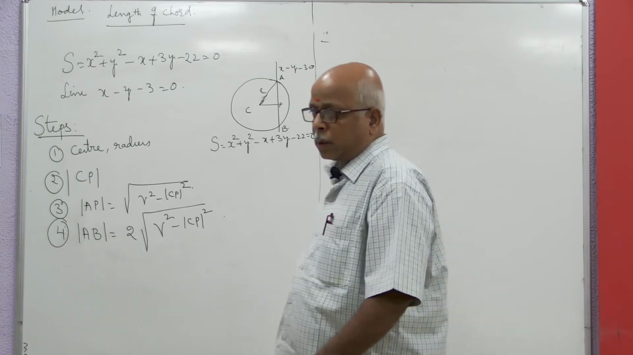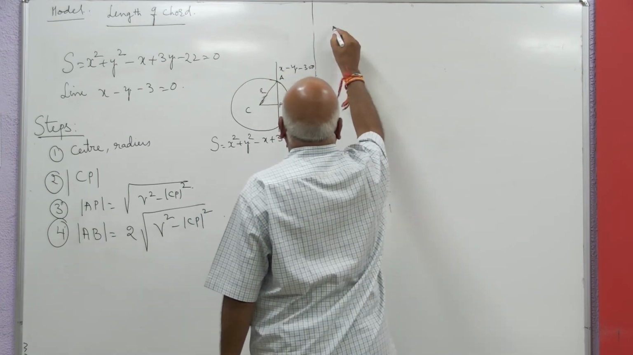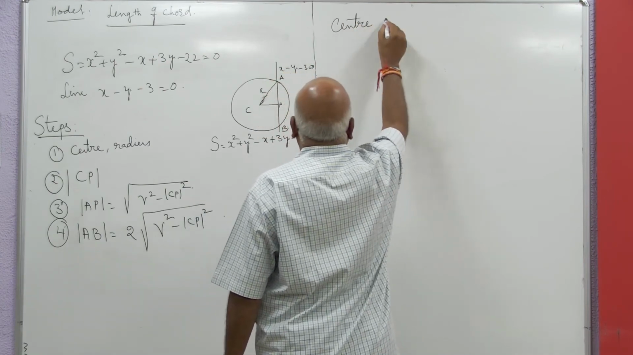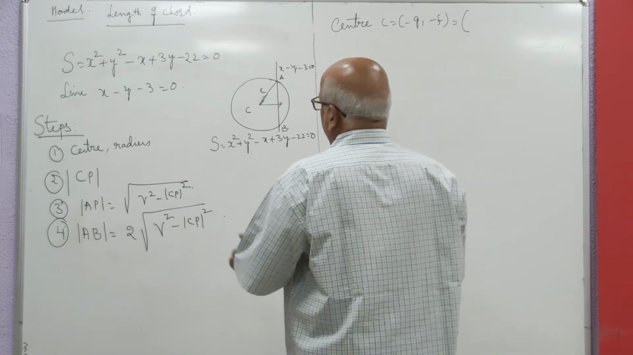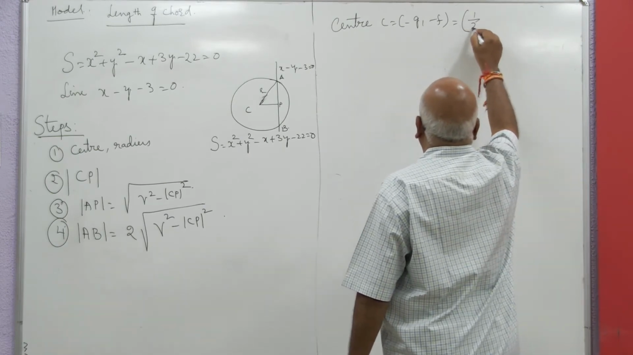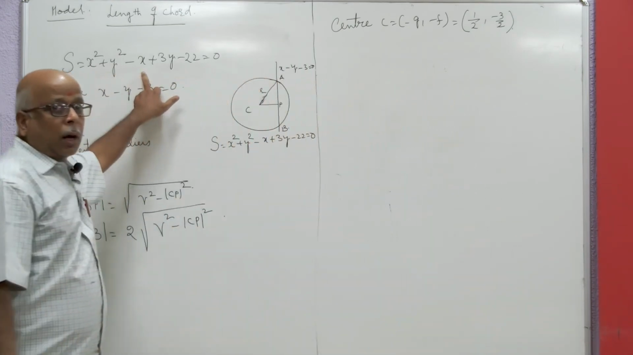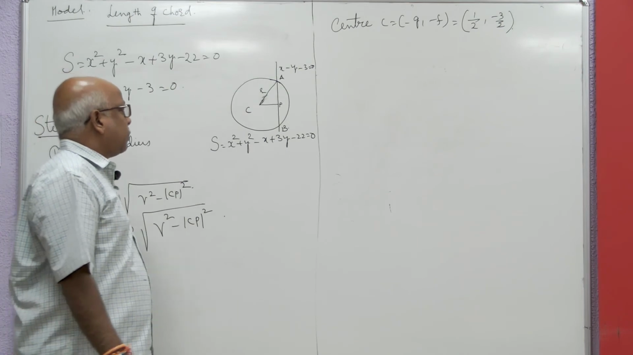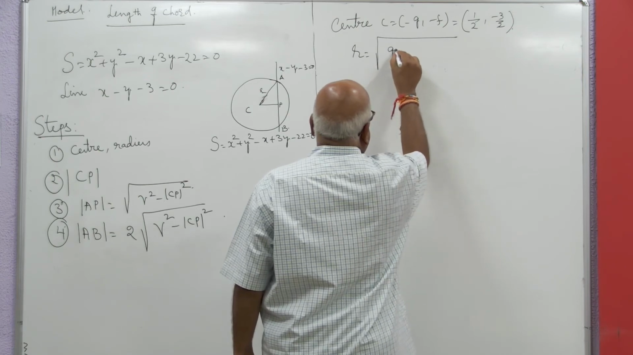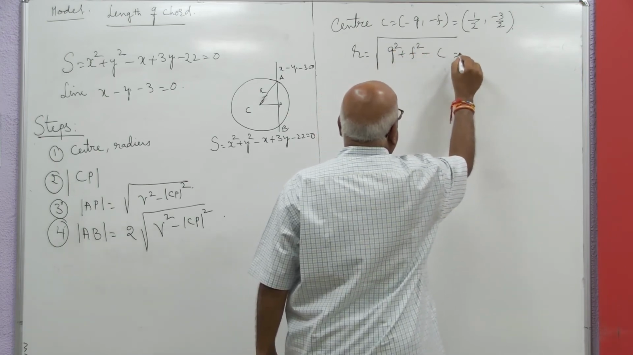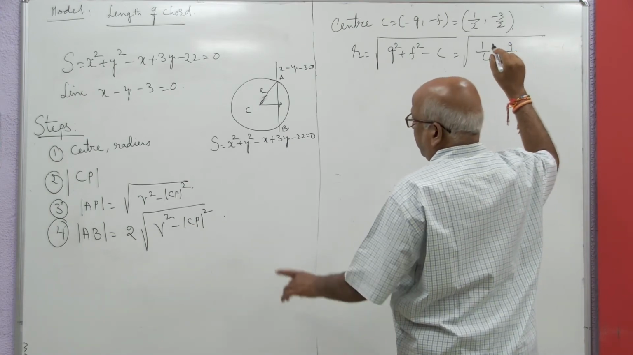Here you see the center coordinates: minus g, minus f. The center coordinates are 1 by 2, minus 3 by 2, that is half of x coefficient and half of y coefficient with change of symbol. Now the radius formula is root of g square plus f square minus c. Root of 1 by 4, 9 by 4 minus c.